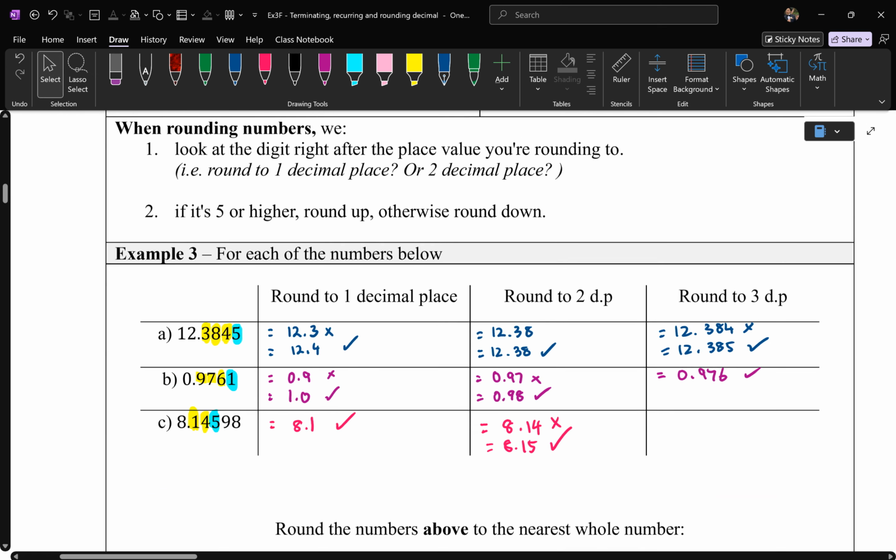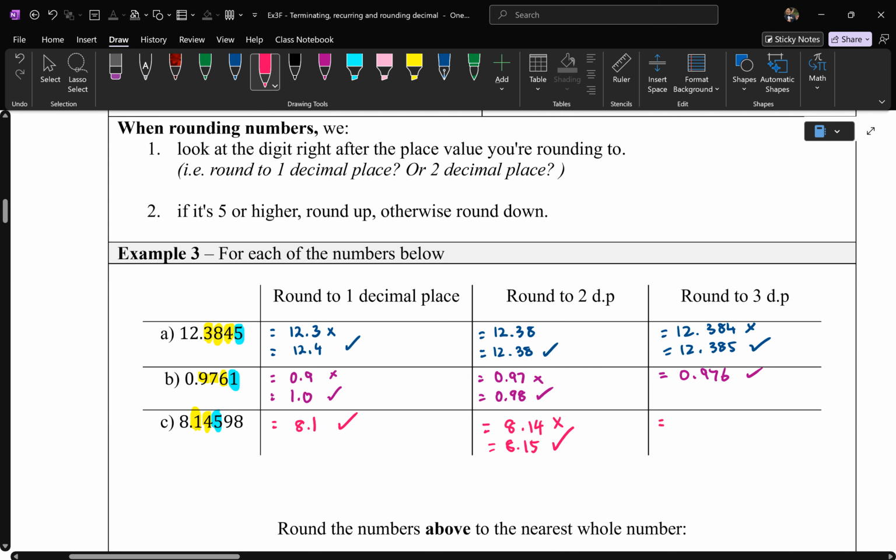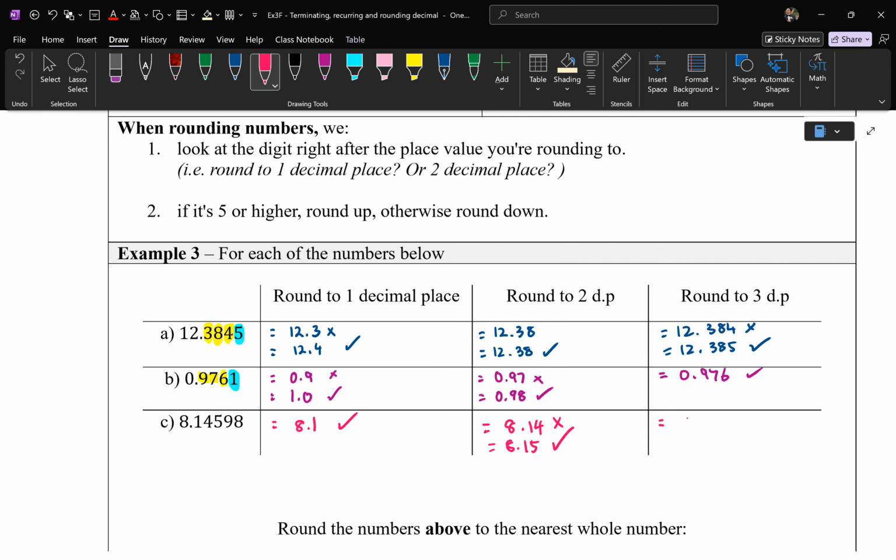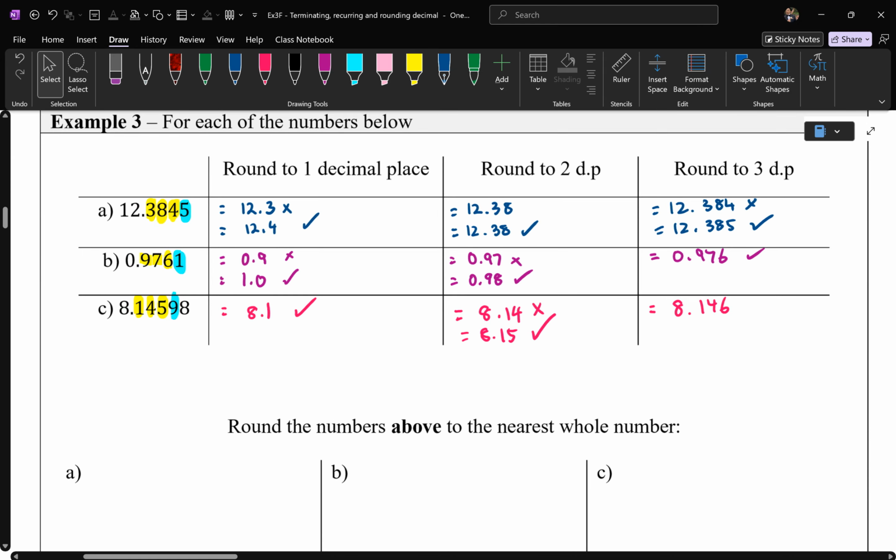Last one. Let's go with Xavier. 3 decimal places. What would it be? 8 point 1, 1, 4, 6. Beautiful, because that's usually a 5. Check the next digit, it's 9, so the 5 has to go up by 1. It's 6. What about the last 3?